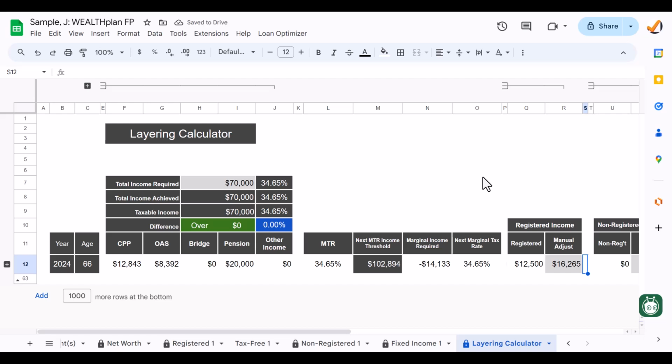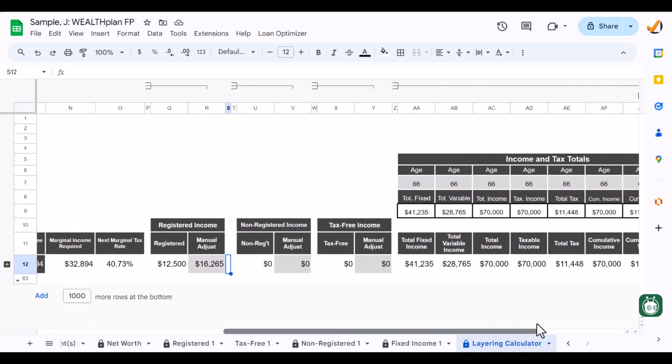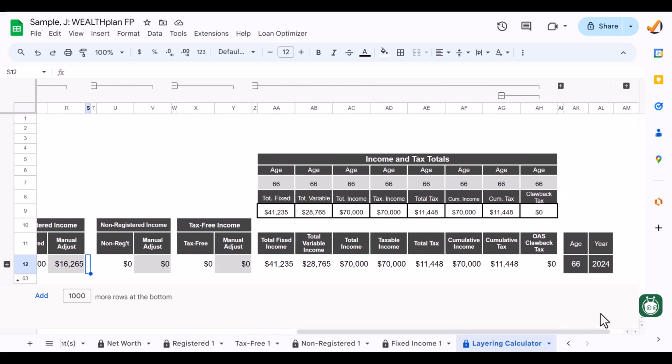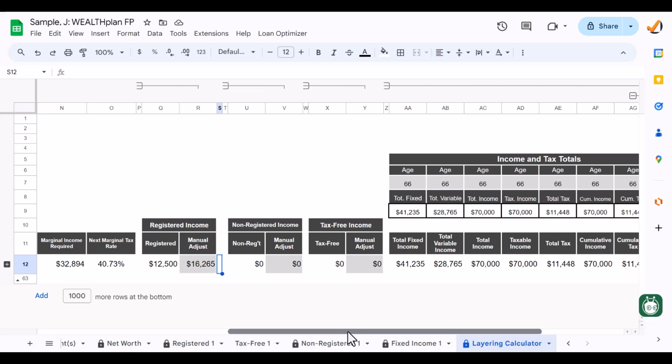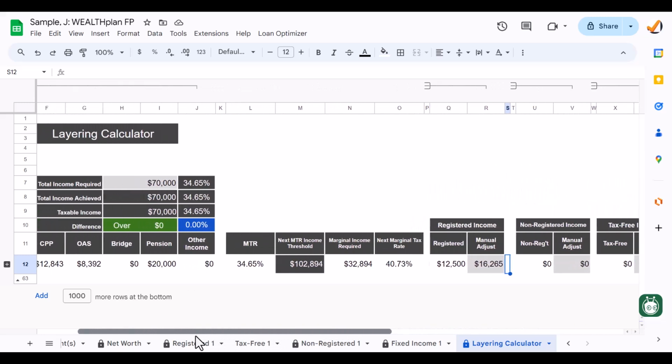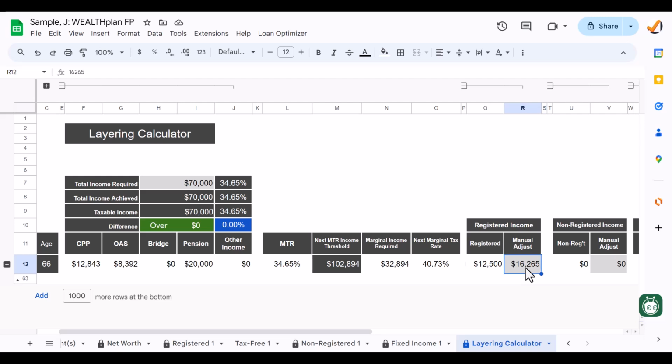If I simply take the money from his RRSP, we have the $70,000, but our marginal tax rate is 34.65%. We're going to pay taxes of $11,448 on that total income. Let's look at another variation of the income. We're going to go back to the $12,500 only from the RRSP. That puts us back down to $53,735 and short the $16,265.